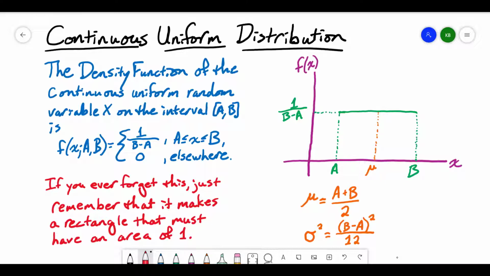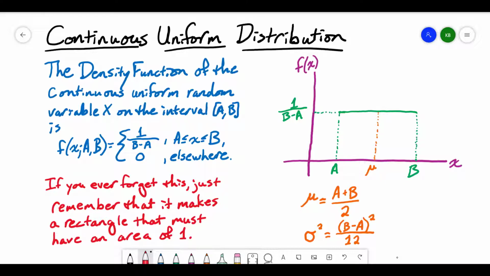So if we imagine vertical lines at a and b, then we can see that this is actually a rectangle. And thinking about continuous functions and the area underneath of continuous functions, we know that the area underneath of this horizontal line must in fact be 1, since we're dealing with a probability distribution.